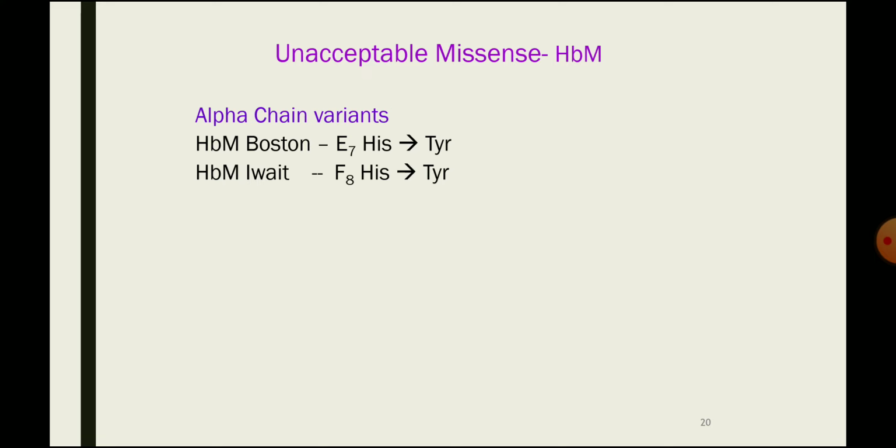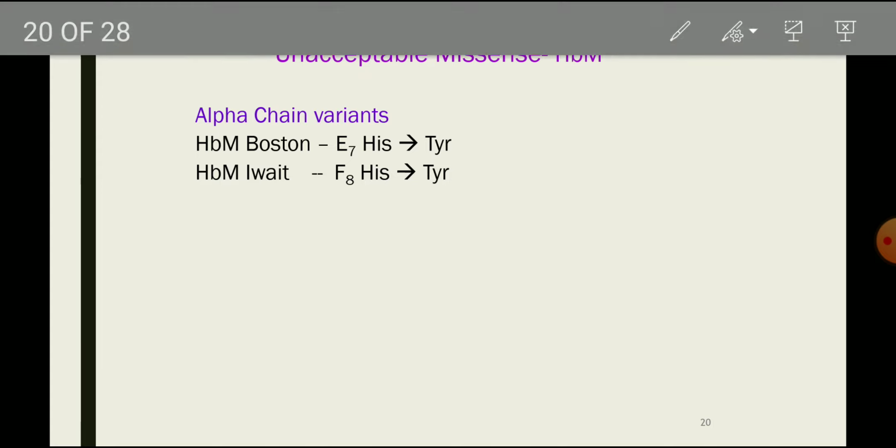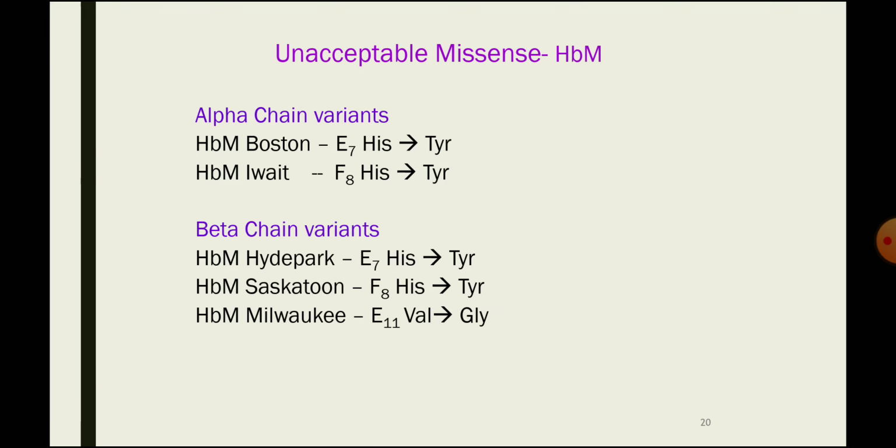There are various strains: hemoglobin M Boston, where histidine is converted to tyrosine; then M Iwate, histidine again to tyrosine; then beta chain variants. Hemoglobin M Hyde Park, where histidine is converted to tyrosine. Hemoglobin M Saskatoon, where F8 histidine is converted to tyrosine. Then hemoglobin M Milwaukee, E11 valine is converted to glycine. So you can write these as examples.